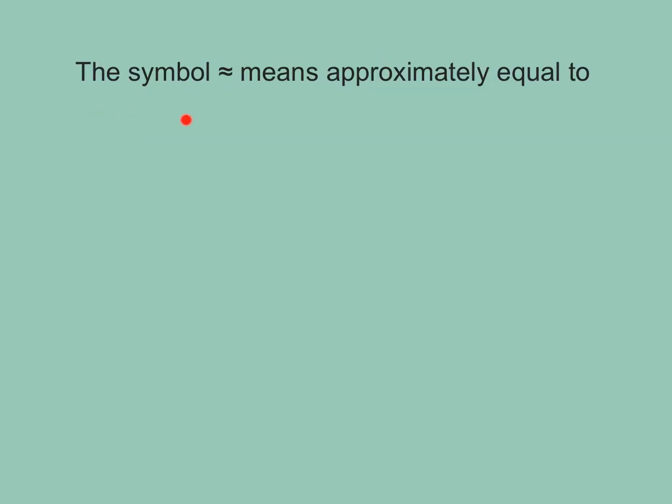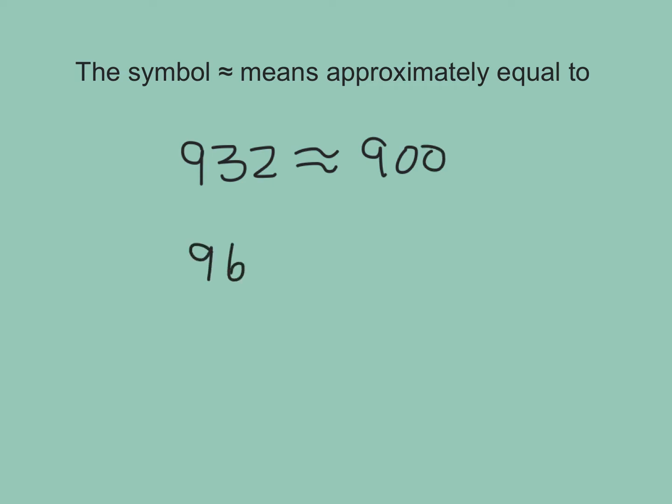Now there's a special symbol that we use, which is this over here, two little wavy lines, which means approximately equal to. So previously, where I had 932, I would say 932 is approximately equal to 900, and 968 is approximately equal to 1000. And that is specifically for rounding purposes. So 932 rounded is approximately equal to 900, and 968 rounded is approximately equal to 1000.